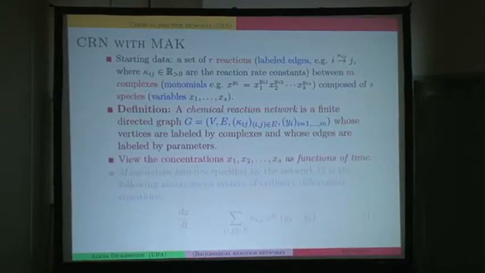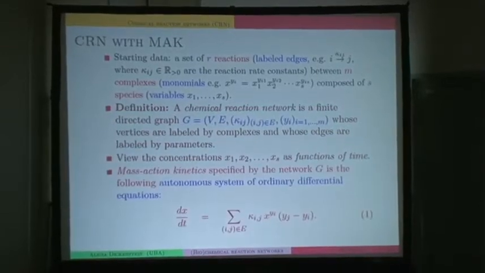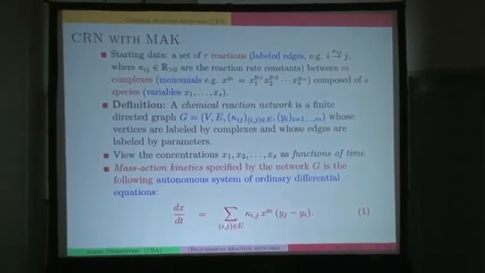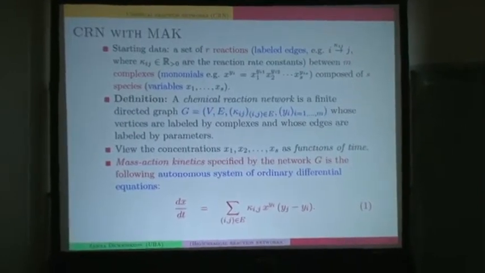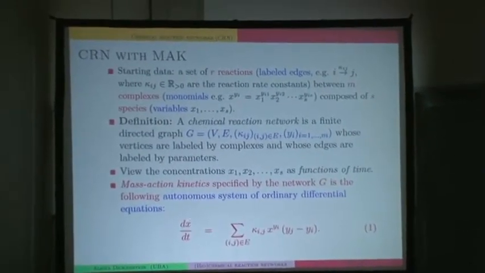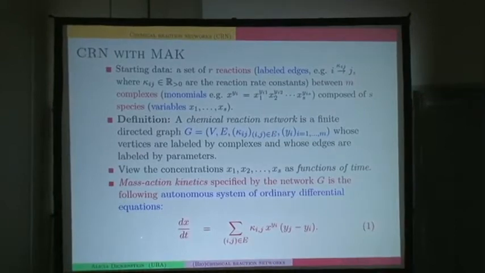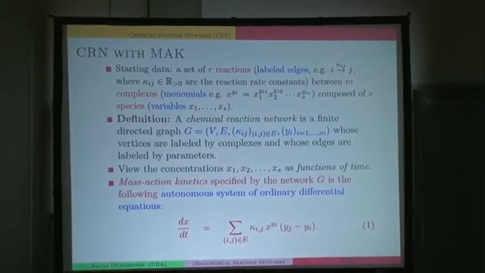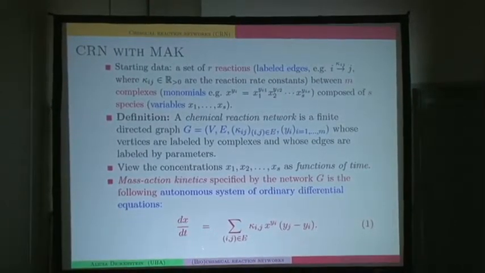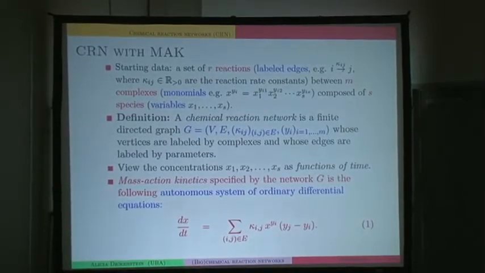Okay, and we view the concentration as a function of time, and the mass action kinetics is the dynamics associated to this thing, which has this shape. This is a vector of derivatives. It equals a sum over all reactions, all the edges in this directed graph. Here these are reaction rates, real numbers, this is a monomial, and this is a difference of 2 integer vectors, so this is a vector thing. But if you think what is happening, each of the coordinates is numbers, numbers, monomials.